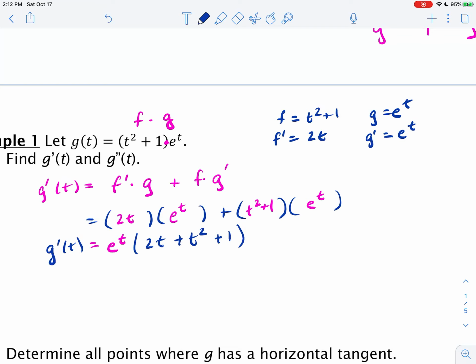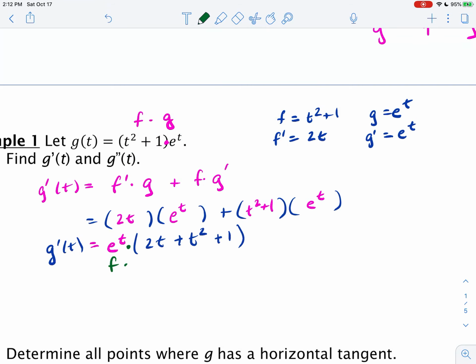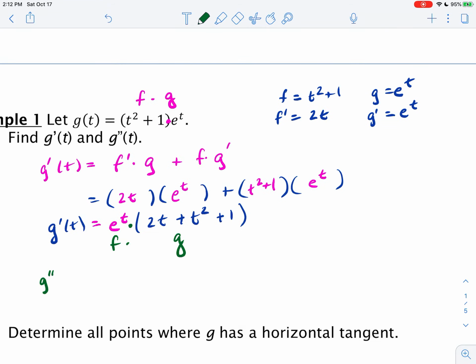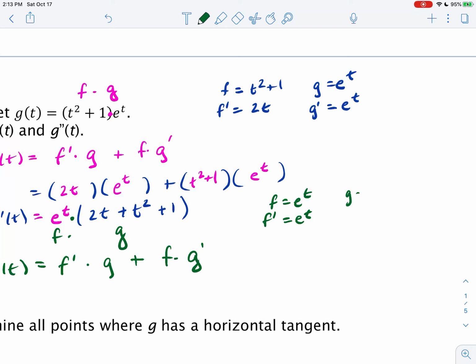This example asks for a second derivative, so if I go for the second derivative, I do see another product again, and I have my f times my g, and so my g double prime is going to be the derivative of the first times the second plus the first times the derivative of the second, and I can make my chart again. If f is equal to e to the t, then f prime is e to the t. If g is equal to, and I'm just going to rearrange the terms to be descending powers, t squared plus 2t plus 1, then g prime is going to be 2t plus 2, right? Plus 0, but we don't need that 0.